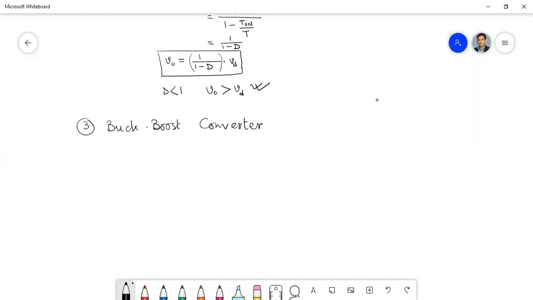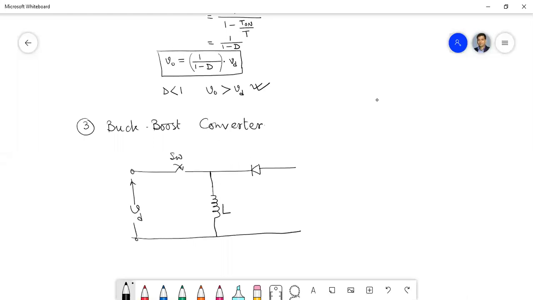Buck boost converter. Now, here also the circuit will be similar. Only the positions of inductor, switch, and the diode will change. Here the inductor will be placed in the front branch. Here the switch will be connected in series with the input. Okay, and diode will be connected in opposite direction.